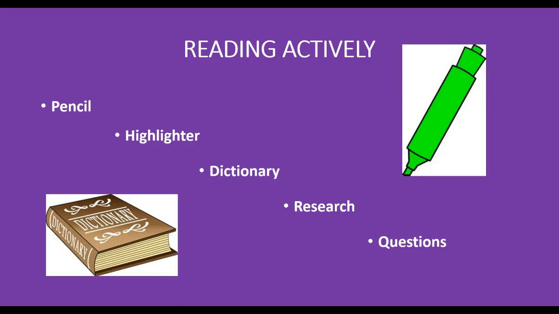You need a pencil or a pen. I prefer pencil because I can erase. You need a highlighter. You need a little dictionary nearby. You also need to be willing to do a little research, and you need to be willing to ask a few questions. In other words, when you read something like the short story, underline things that seem significant, highlight things. Use a dictionary to look up a word that you don't understand.